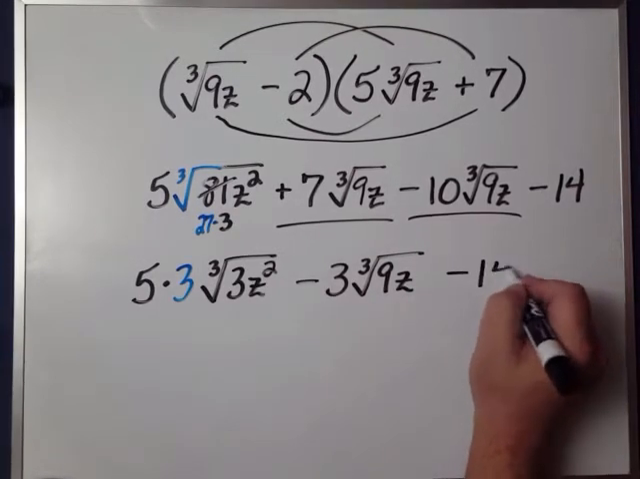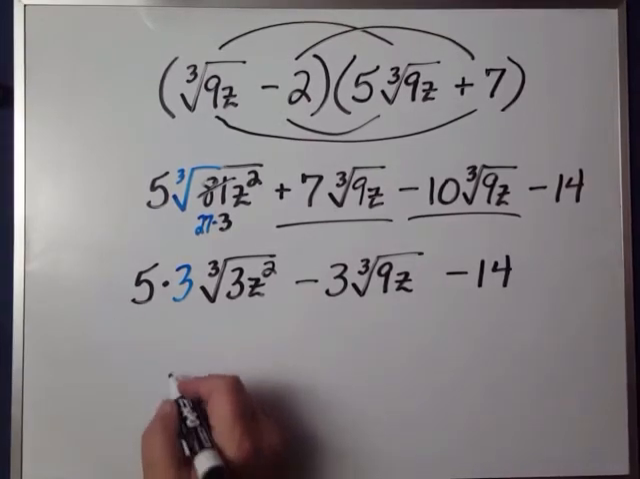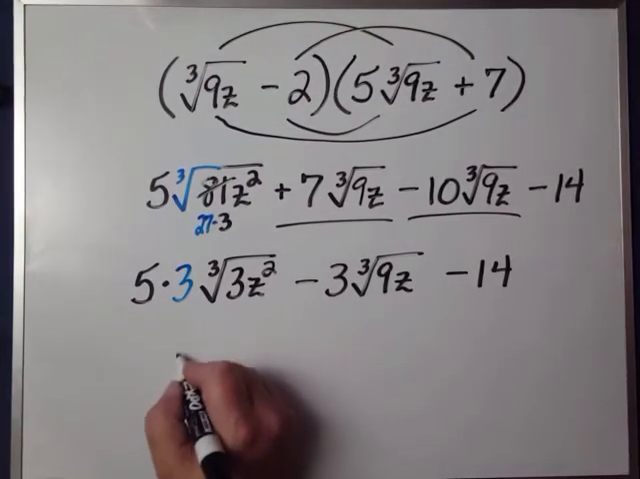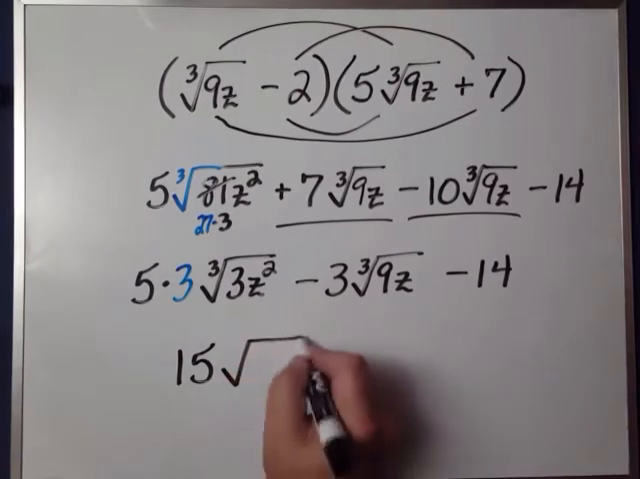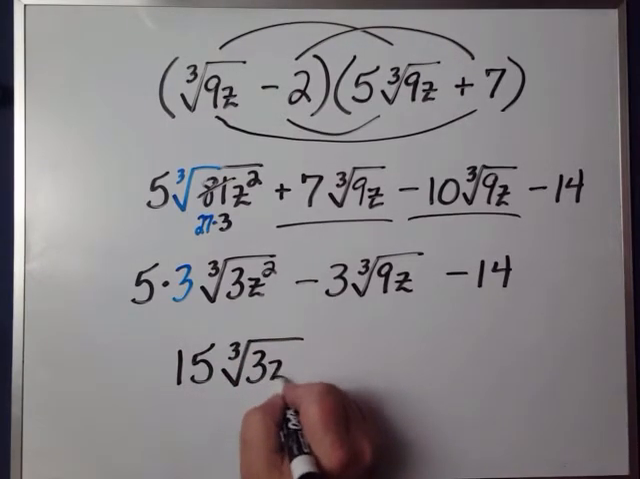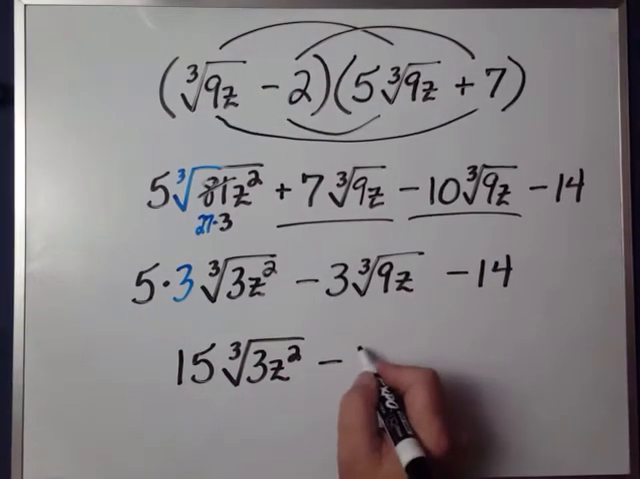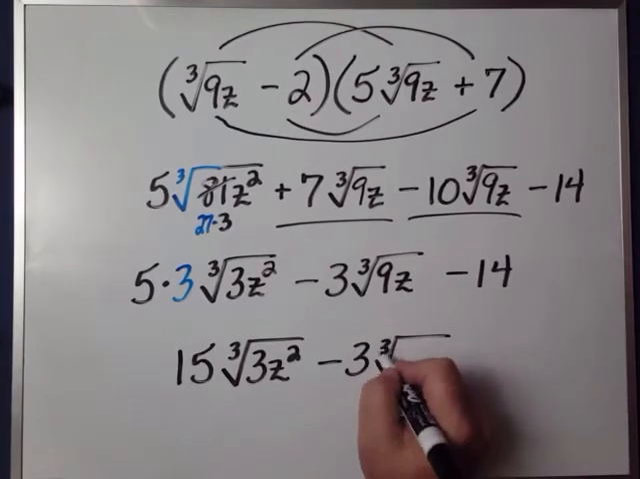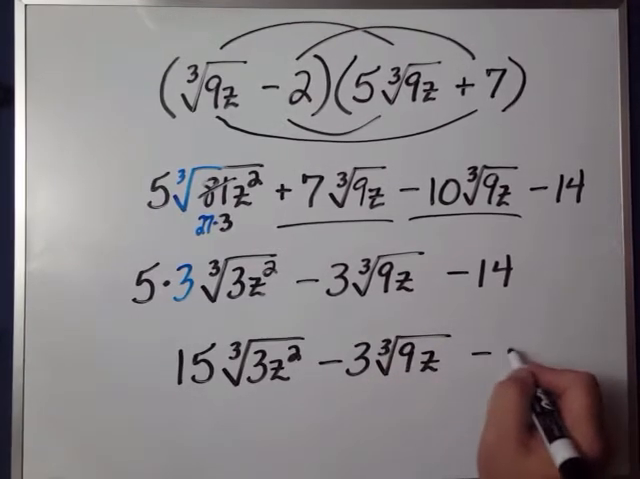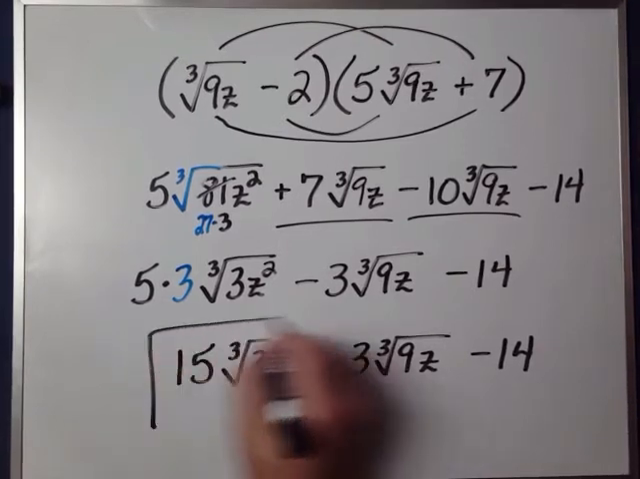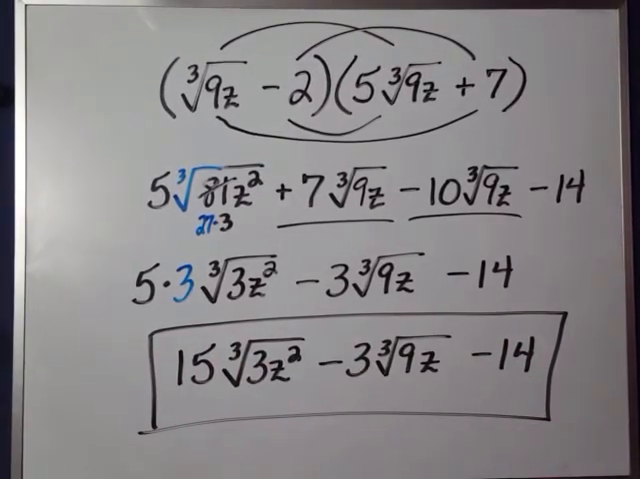And finally that minus 14 at the end. Then just clean up this front term. 5 times 3 is 15. 15 cube roots of 3z squared minus 3 cube roots of 9z minus 14. Each term is simplified. There are no like radical terms left to be combined. And so that's done.